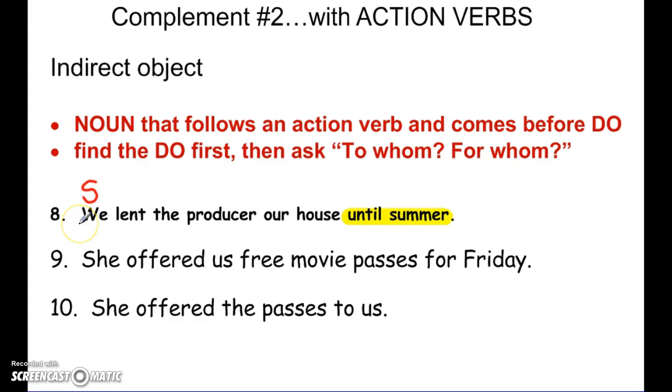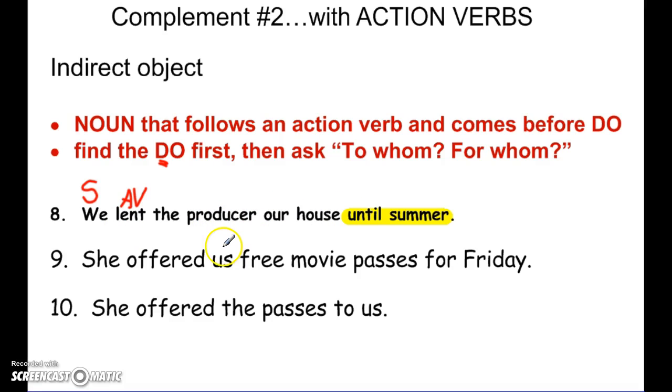What did we do? What's the action? We lent. Now if we have an action verb, we always have to find the DO first. And if I think back to the question I have to ask, we lent what? We lent whom or what?